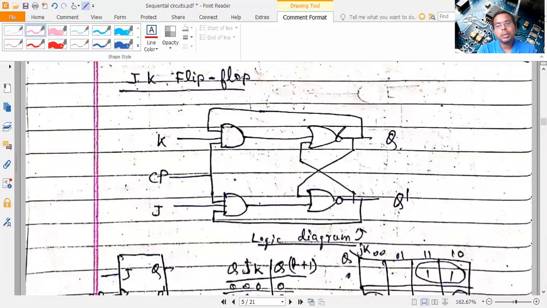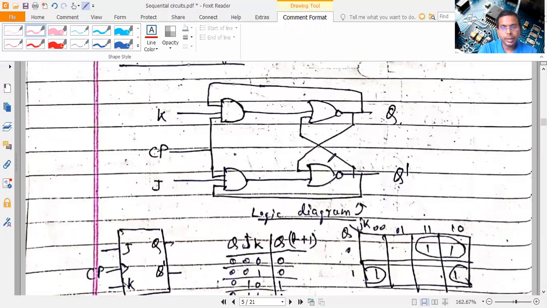The JK flip-flop is nothing but the SR flip-flop with feedback. So this is S, this is R. Remember, when we take NOR, this becomes S, this becomes R; when we take NAND, this becomes S and this becomes R. In JK, because we are using the NOR basic flip-flop for the SR flip-flop, this is S, this is R, and this becomes J, this becomes K. We are feeding back this Q dash to this and this Q to this, and we are putting the clock pulse also.